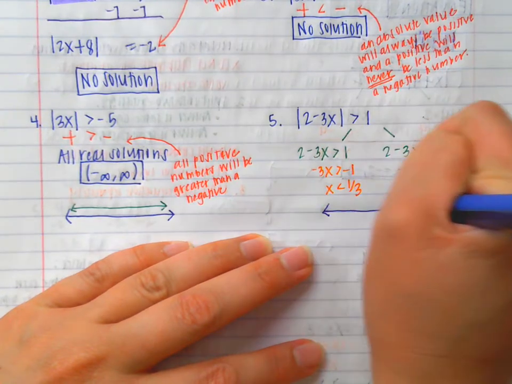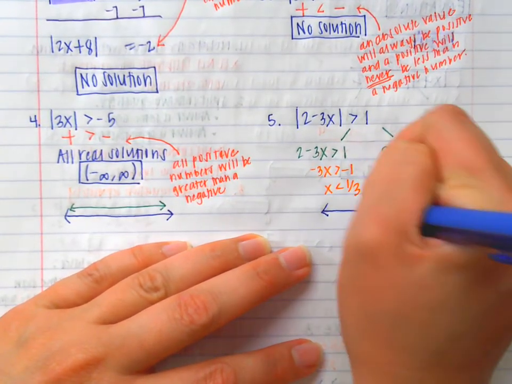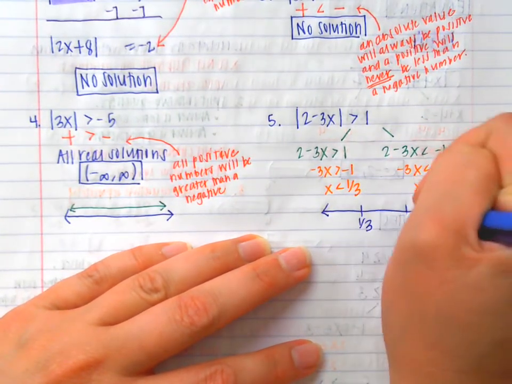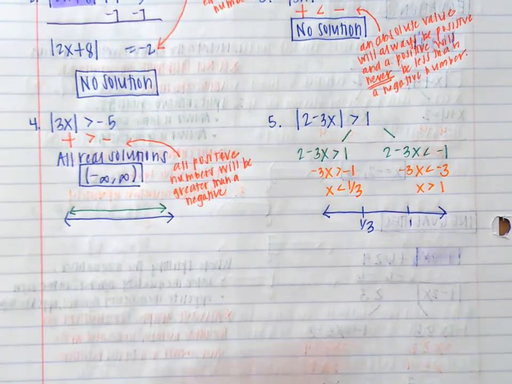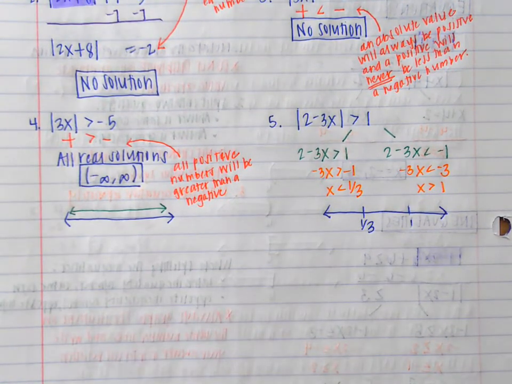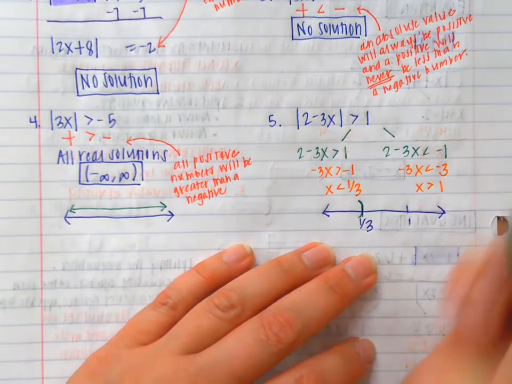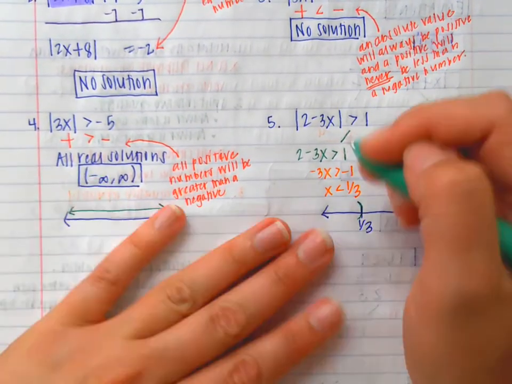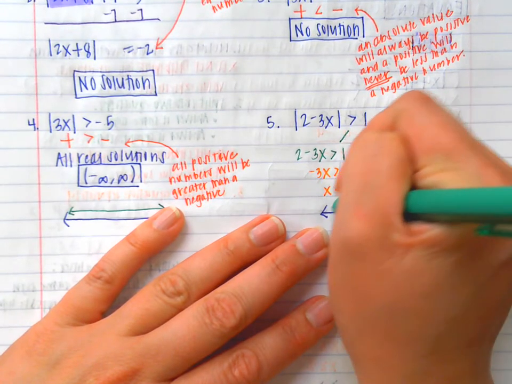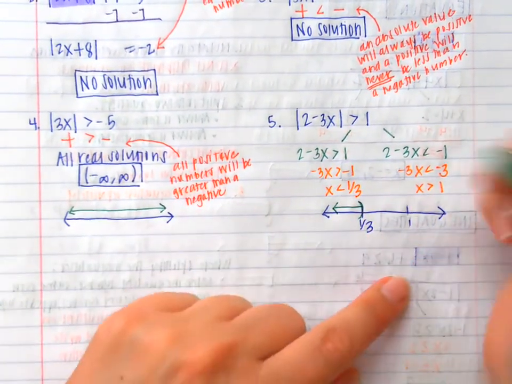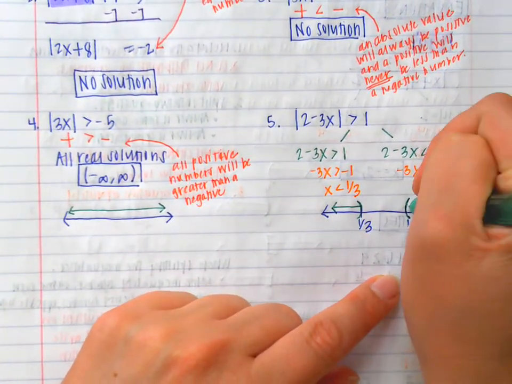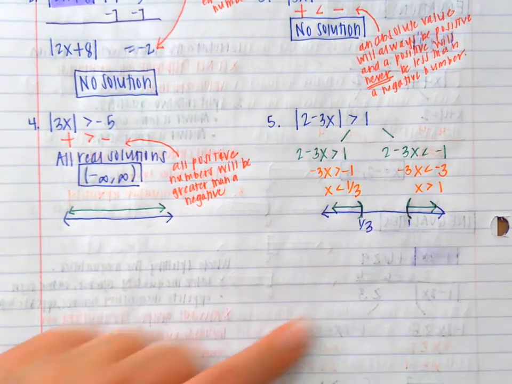So to graph it, we have 1/3 because 1/3 is less than 1. You're always writing these from least to greatest, especially in interval notation. So x is less than 1/3. Well, it's a parentheses because it's less than, not, or equal to. And then it's going in the negative direction. And then greater than 1. So again, parentheses going in the positive direction.